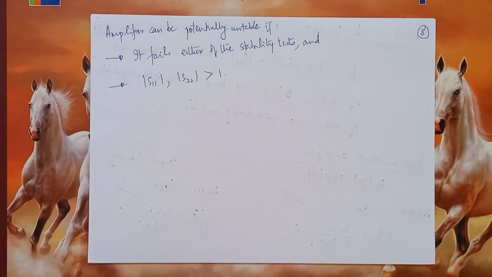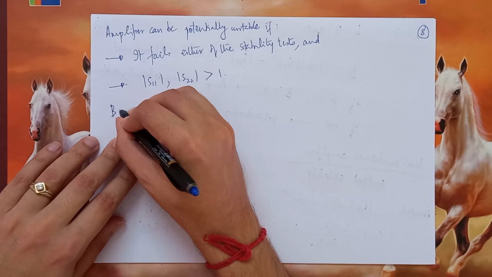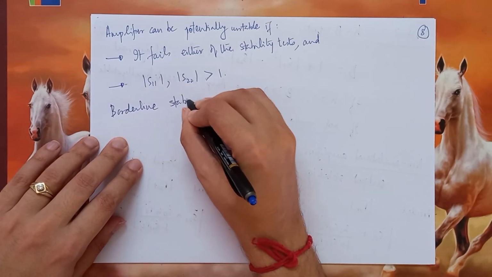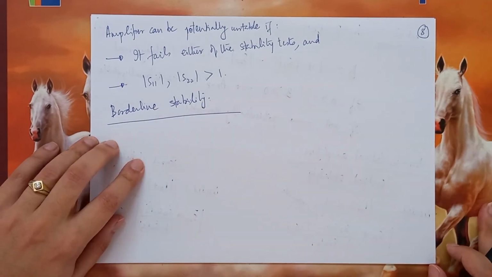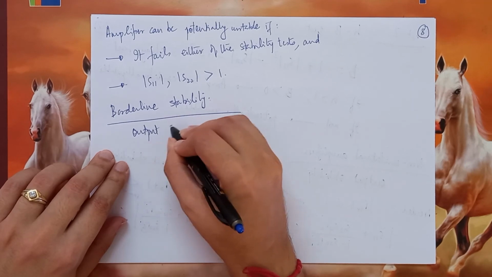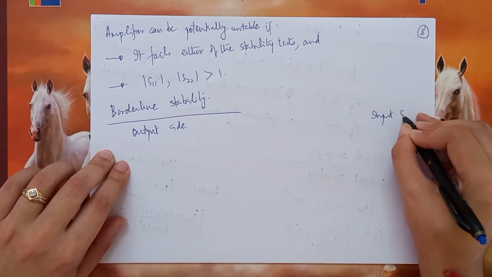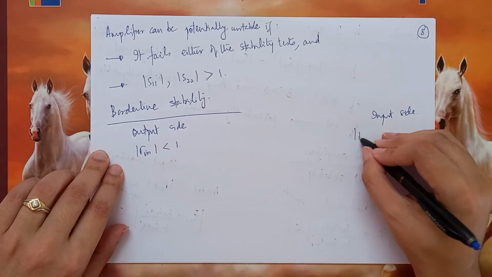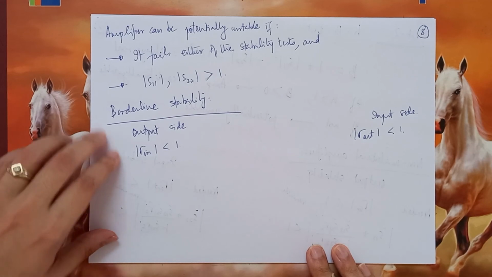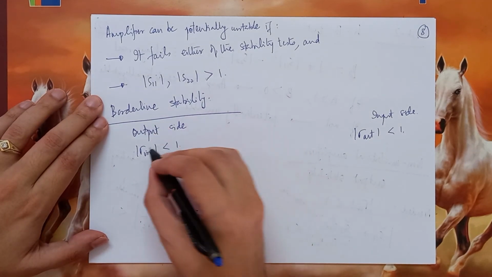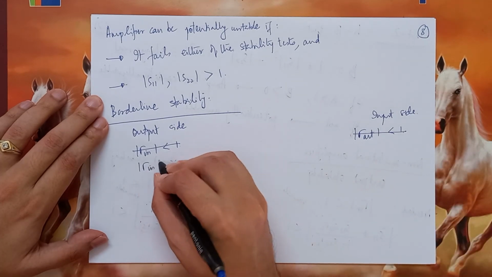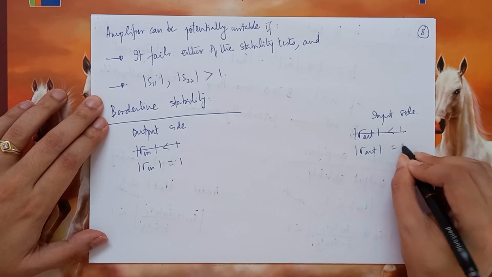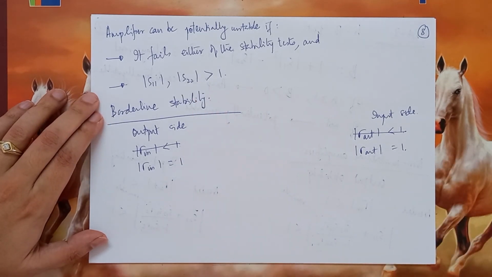So therefore, if I say the borderline stability, for the, let us say, the output side, and here we have the input side. Output side we need mod gamma in should be less than 1, and for the input side we need mod gamma out should be less than 1. But for borderline stability, they should not be less than 1, they should be equal to 1. This is what is called borderline stability. So now let us substitute the formula for gamma in and gamma out.